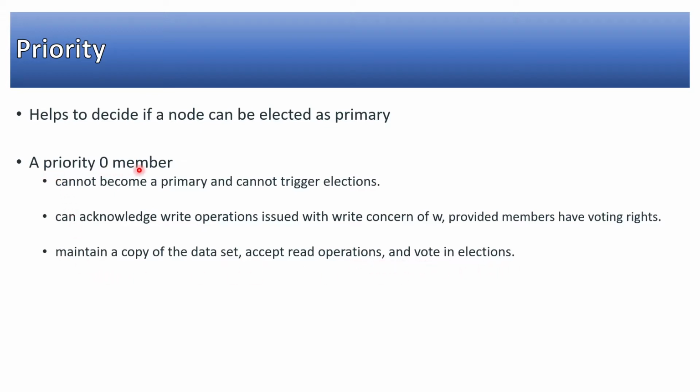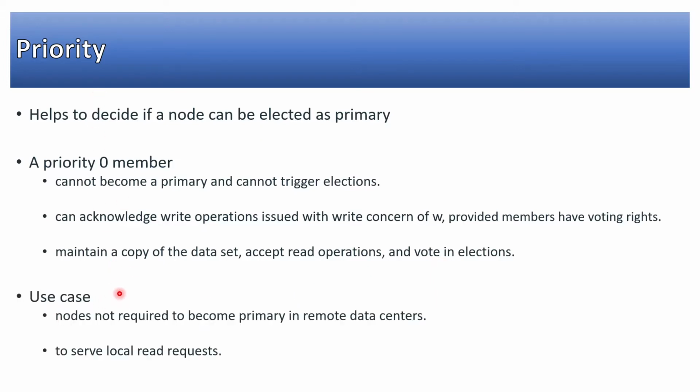The members with priority 0 do everything except becoming a primary node or triggering the elections. Otherwise, it can do all the things like copying, accepting read operations, and ensuring that it can participate in elections, provided it is configured to do that.